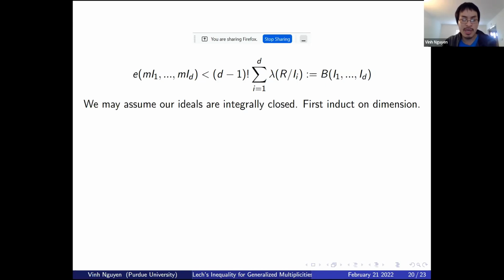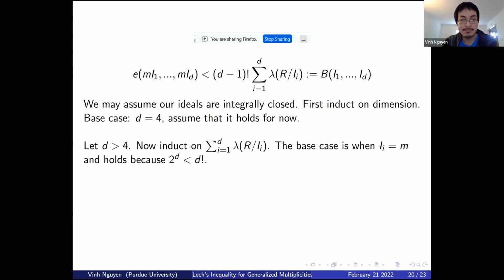So we can always assume that our ideals are integrally closed, because if we pass through integral closure, it doesn't change the multiplicity. Okay, so now we're going to proceed by induction on the dimension of the ring. Base case is d equals 4, because remember, this inequality is false when d is strictly less than 4. So the base case is the hardest part, and we're just going to assume that it holds for now, and we're going to show it later.